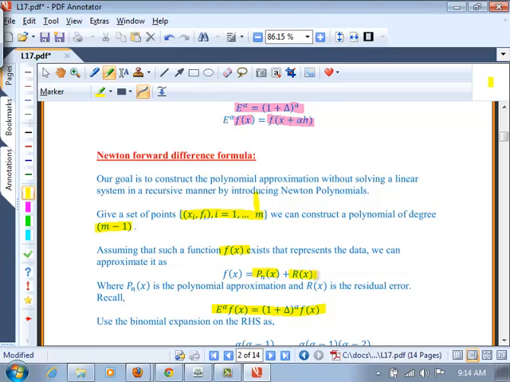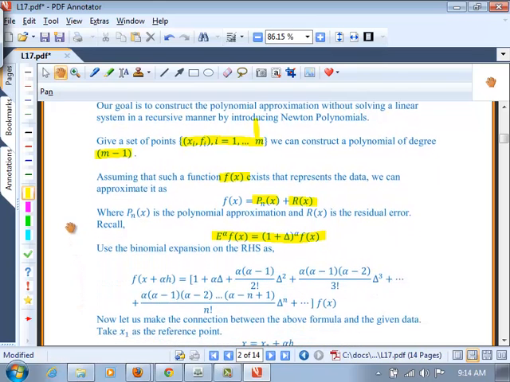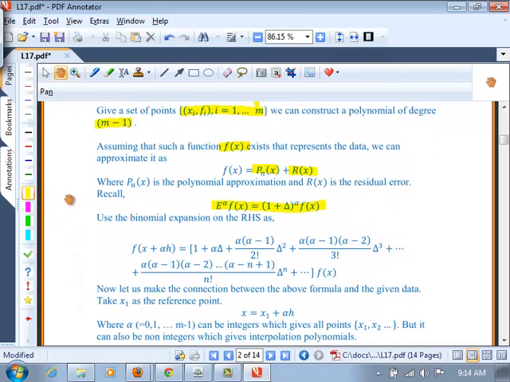The left-hand side of this one we already saw: E to the power alpha on f of x gives us f of x evaluated at x plus alpha h. That is the meaning of E to the power alpha. It's shifted alpha times, in units of h. On the right-hand side, I'm going to do a binomial expansion of this term, but it is operating on the same f of x. Both on the left and on the right, it's operating on the same f of x.